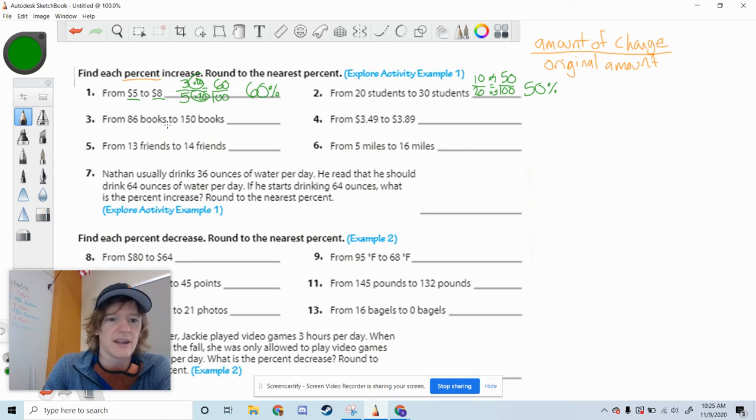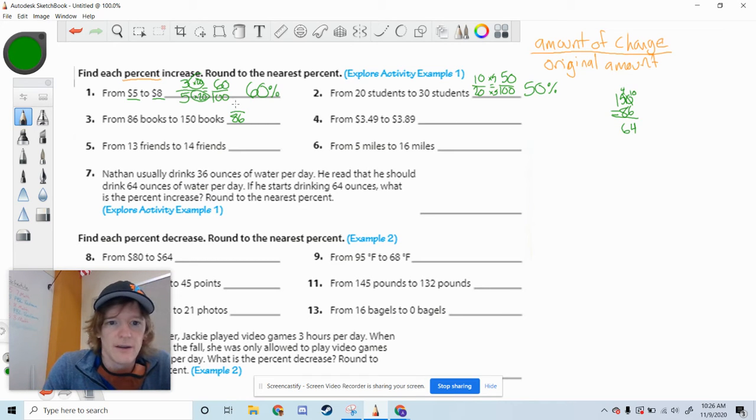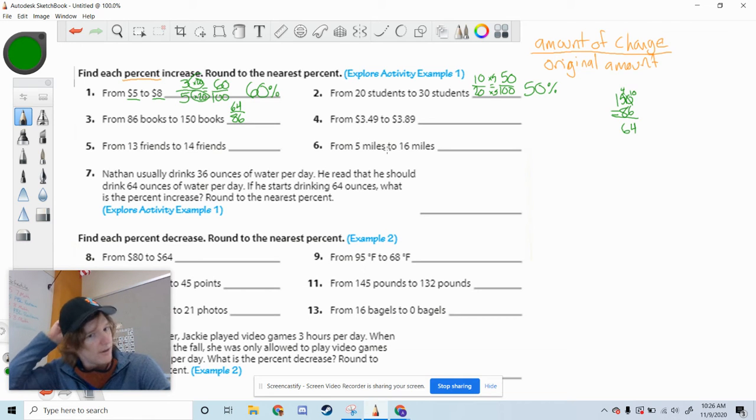For this one, we're going from 86 books to 150 books. So our original amount is 86 books. And how much are we changing by? Well, let's see, 150 minus 86. I've got to regroup that 10 for that 5 makes it a 4. This is a 4, and 14 minus 8 is 6. So we're going up by 64 books, and our original amount was 86.